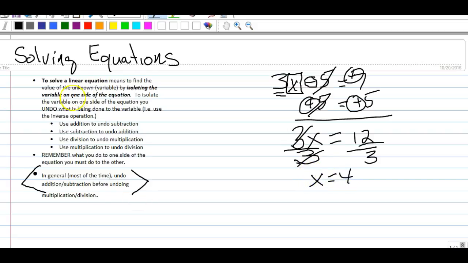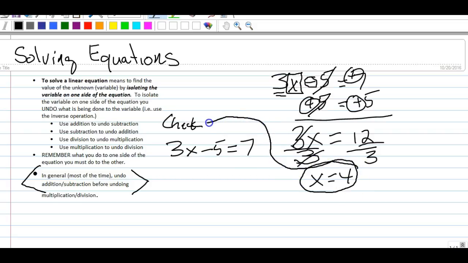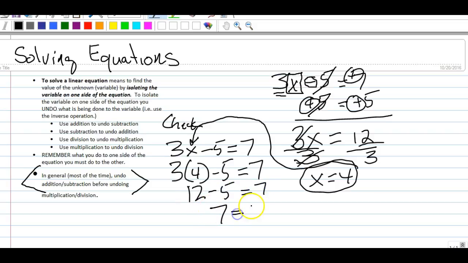And again, you should always check your solution in the original equation. If I solve this equation correctly, when I plug 4 in for x and simplify, the left side should be equal to the right side. So I have 3 times 4 minus 5 is equal to 7. 3 times 4 is 12, minus 5 should be equal to 7. 12 minus 5 is 7, and 7 is equal to 7. Checks out.